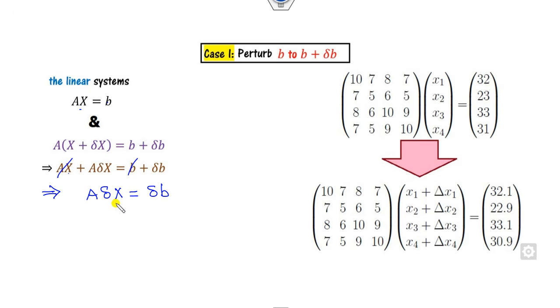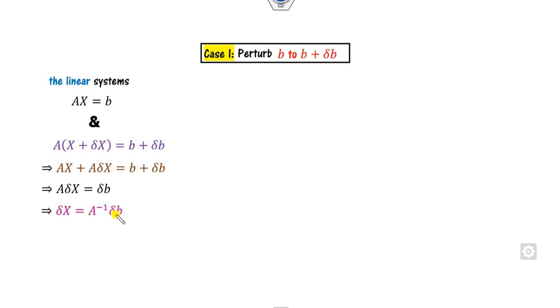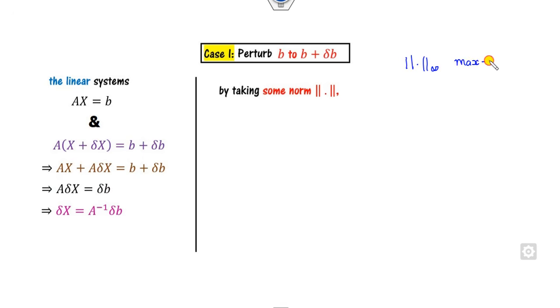Because A is invertible, you can take A inverse here. Then you can take any norm as per your convenience. You can take the max norm, which is also called the maximum row sum norm. That's your choice. So this is by taking the norm on this. What is the meaning of that? The norm of B is the norm of A times X.